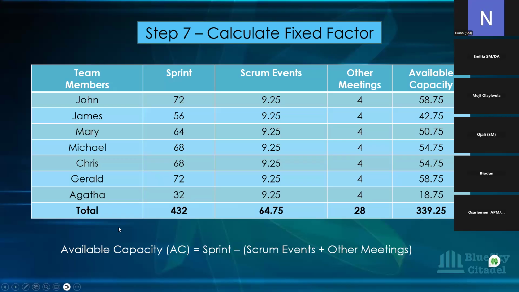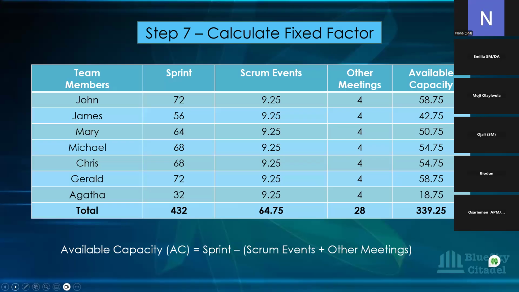So the formula, you can put it that way, to calculate the team's available capacity, that's what you have at the bottom here, will be their sprint availability after deducting their holidays and all that. So this is their sprint availability minus their Scrum events and the other meetings, which would give you the available capacity, which is what we have here.